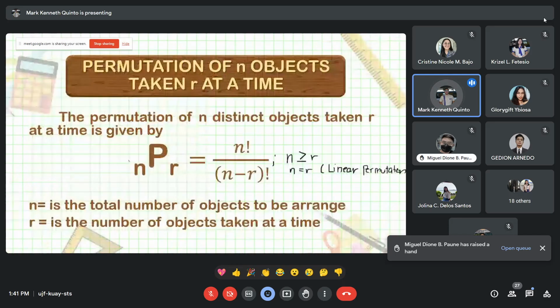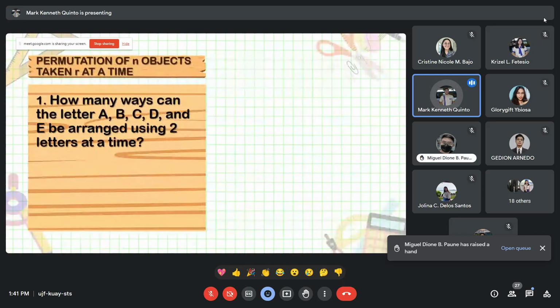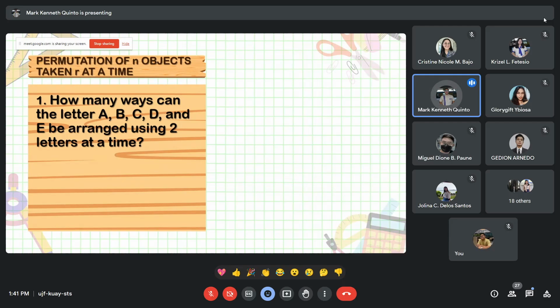Okay, so let's have the first example for permutation of n objects taken r at a time. How many ways can the letters A, B, C, D, and E be arranged using two letters at a time? Okay, sige po. But still, that's correct for repetition. So, let's proceed with our first example.